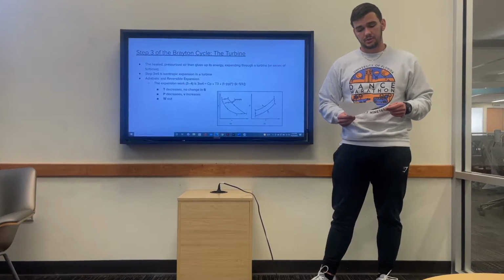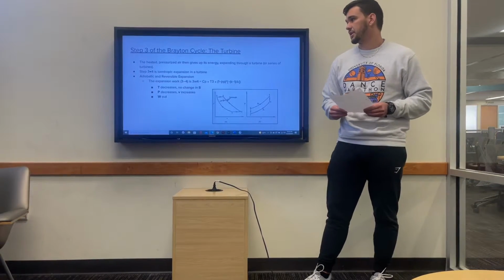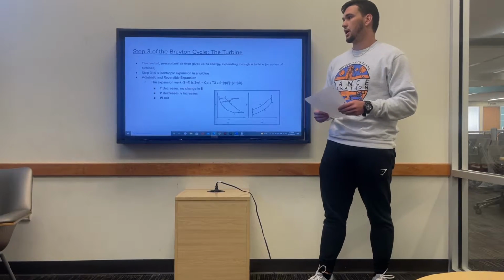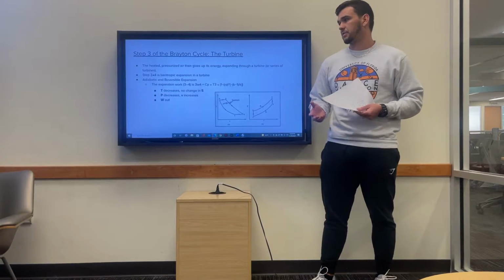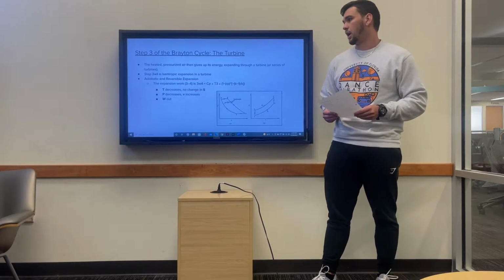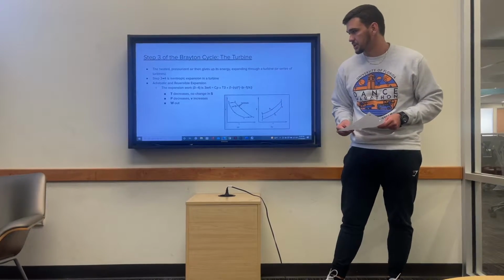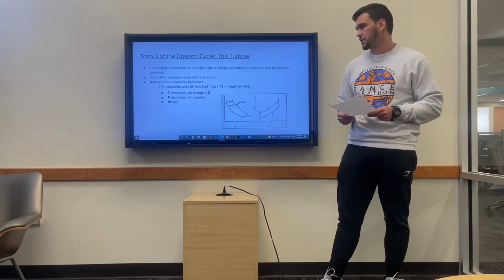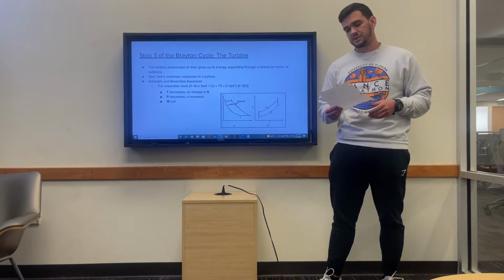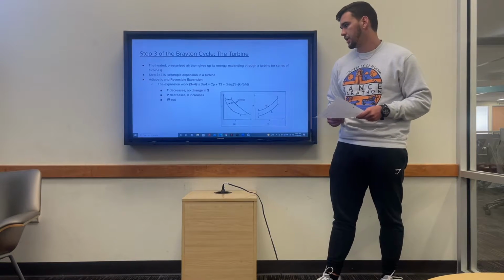Step 3 of the Brayton cycle is the turbine. Here, the heated pressurized air then gives up its energy expanding through a turbine or a series of turbines. This is another adiabatic and reversible process, but this time being expansion. The expansion work is given as the work from 3 to 4 is equal to Cp times the temperature times 1 minus the pressure ratio raised to the negative specific heat ratio minus 1 over the specific heat ratio.